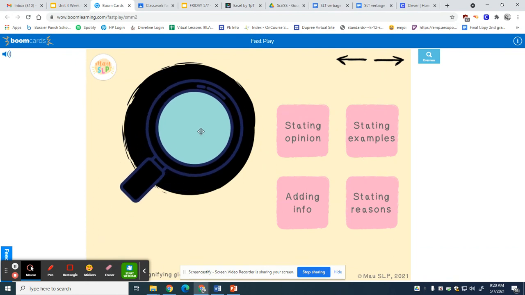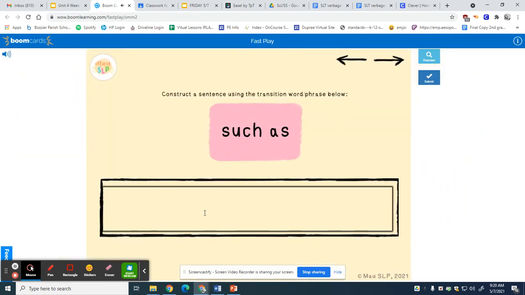Right, and this will be our last one, such as. So would I be stating an opinion, adding info, stating examples, or stating reasons? I would think I would be stating examples. Now we could use it in a sentence.